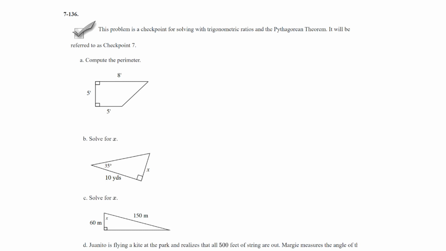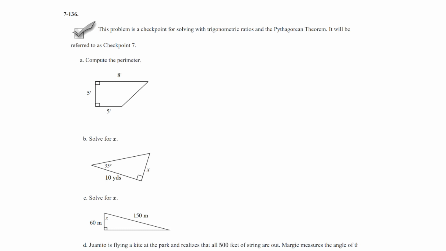Question 136. This problem is a checkpoint for solving with trigonometric ratios in the Pythagorean theorem. It will be referred to as checkpoint 7. So at this point, we should be getting really comfortable with our trig ratios in the Pythagorean theorem. So in part A, it wants us to compute the perimeter.